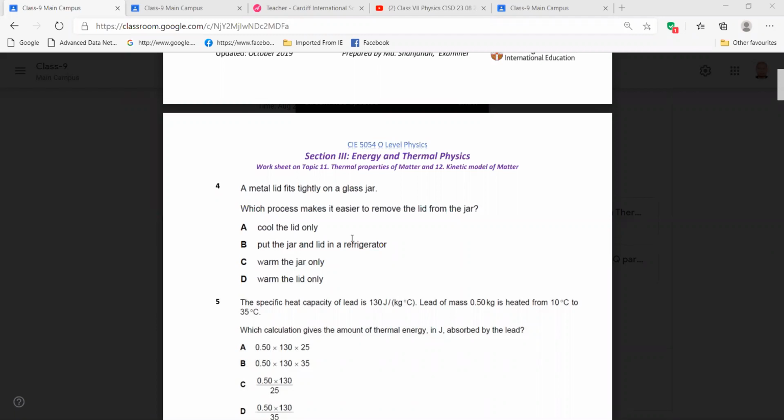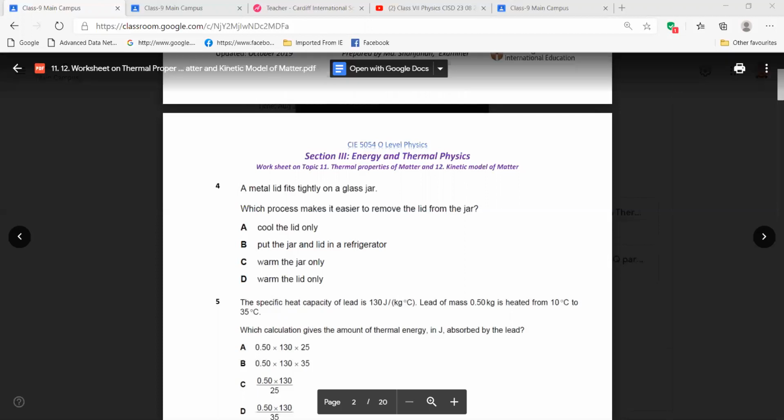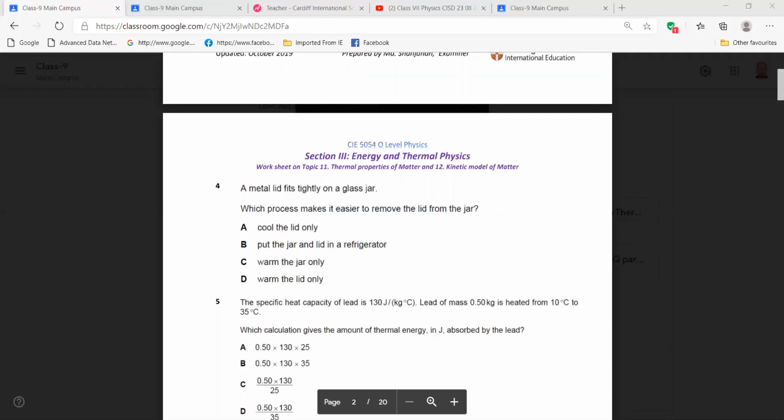Sir, question number 4. In question number 4, what was the answer, sir? The answer is D. Yes, sir. If the answer is D, if we just heat the lid, the lid will expand, right? If the lid expands, it will get more tightly inside the jar. That was my confusion, sir.